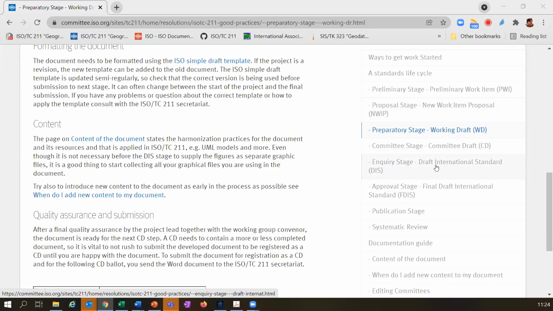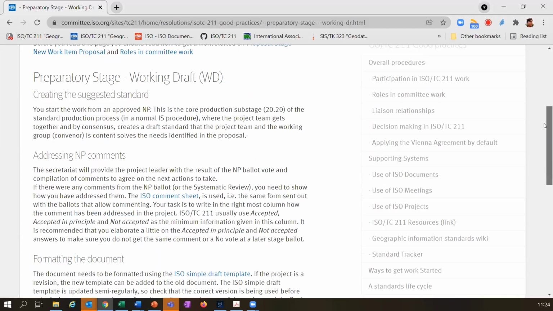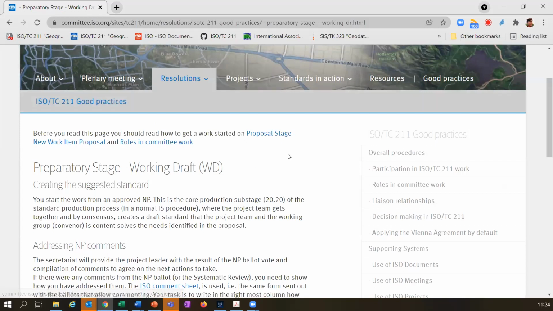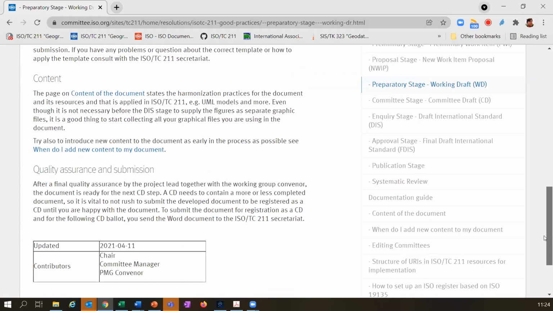So there are a lot of different ways of explaining this cycle, but what we thought in the good practice is maybe not to complicate it by having all of those stages. You can find them in the program of work on the project page here, but not in the good practice.